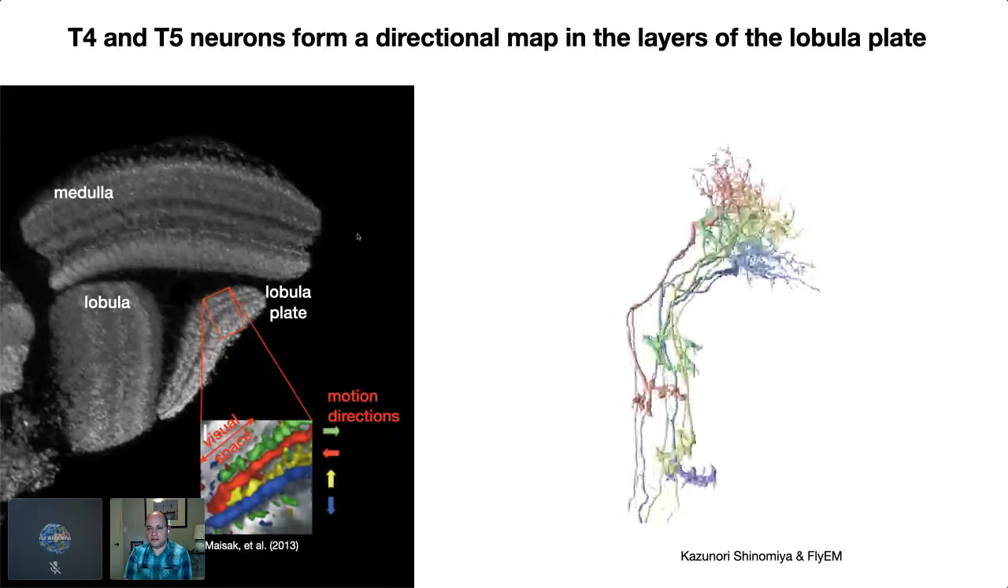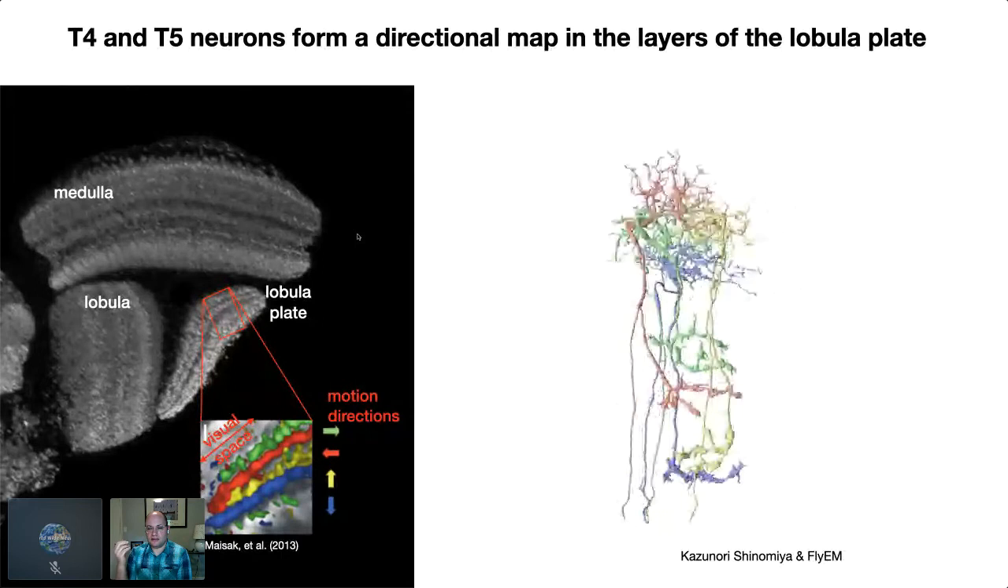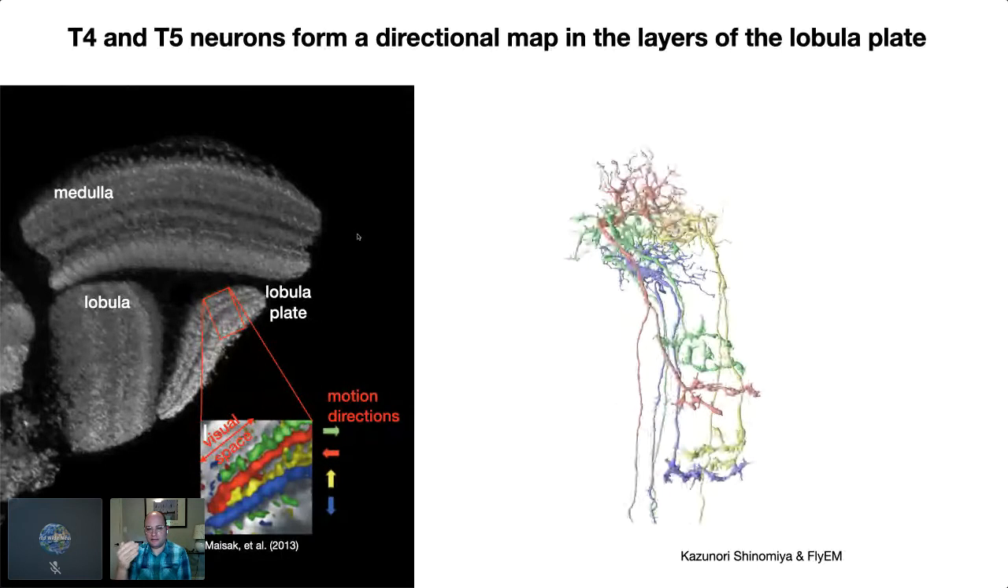So there you can see, spinning around, the dendrites of the individual T4 neurons, each pointing in different directions, which is the basis for their distinct directional selectivity. And then the axon terminals are projecting to these different layers, giving rise to the layer pattern seen in this beautiful imaging result from Axel Borst.